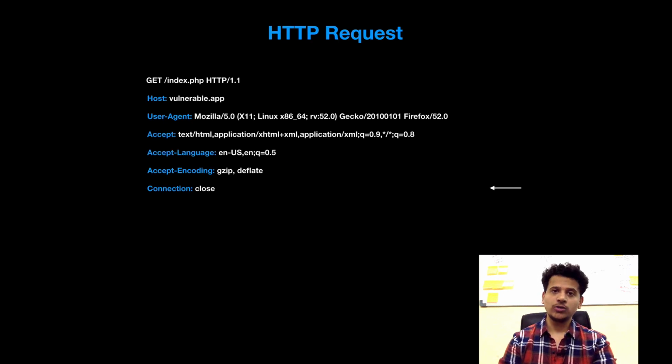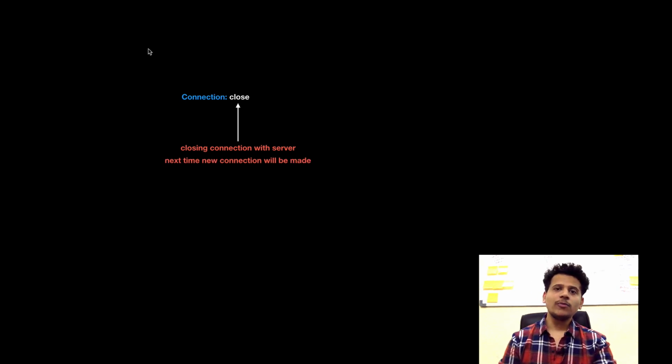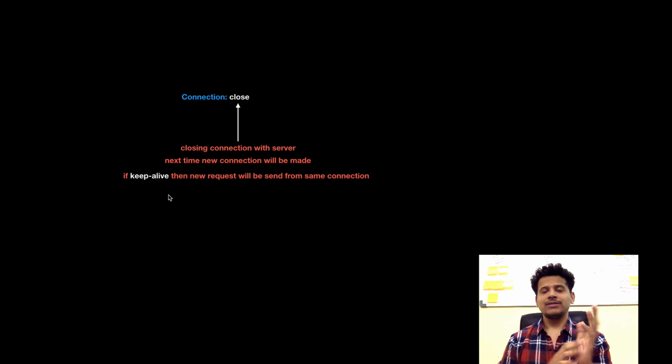Next is Connection: close. Connection close means we are closing the connection with the server. From the next time, if the browser wants something else from that same web server, it has to make a new connection request. And if the value of Connection is keep-alive, that means a new request will be made on the same connection. This is the difference between close and keep-alive. Close means for a new request, a new connection will be made, and keep-alive means for a new request, the same connection will be used.